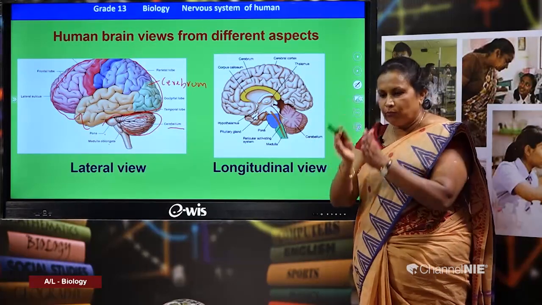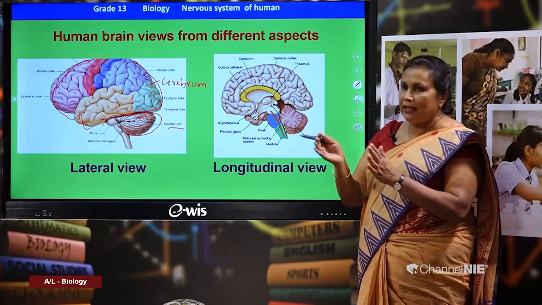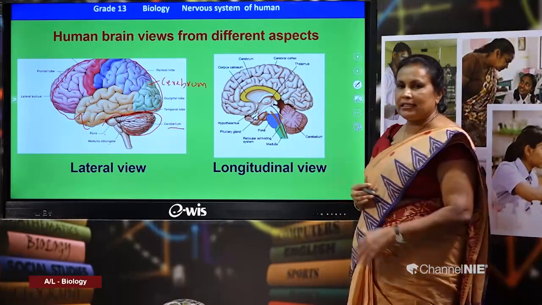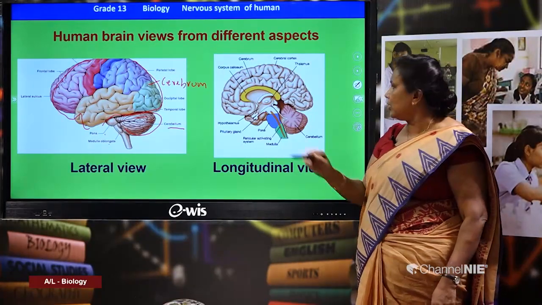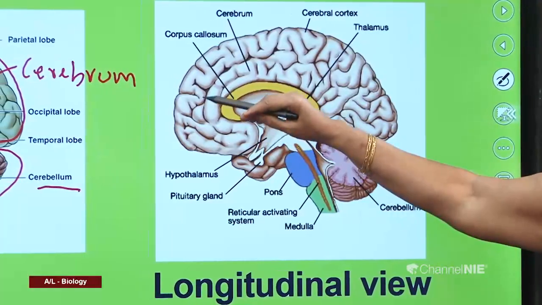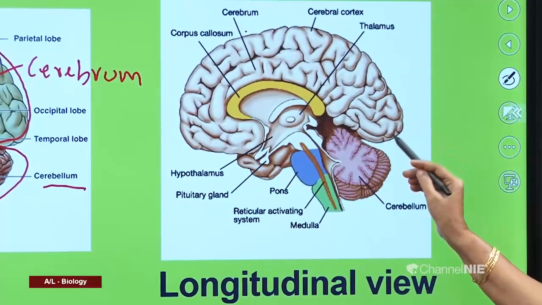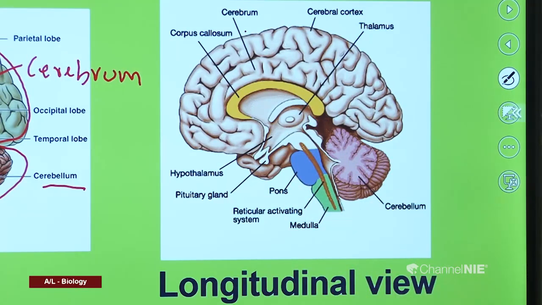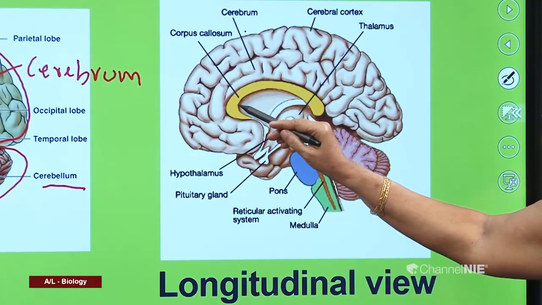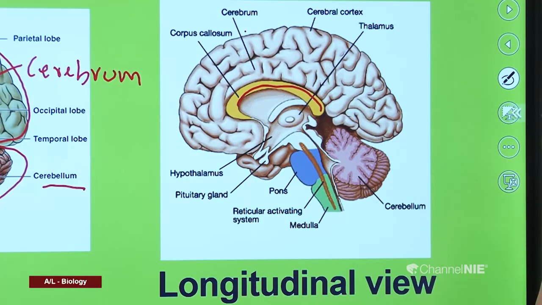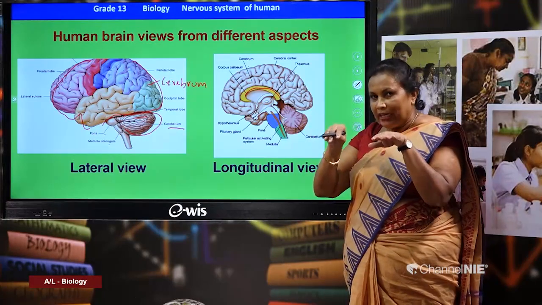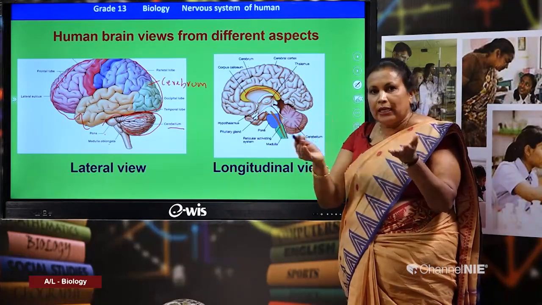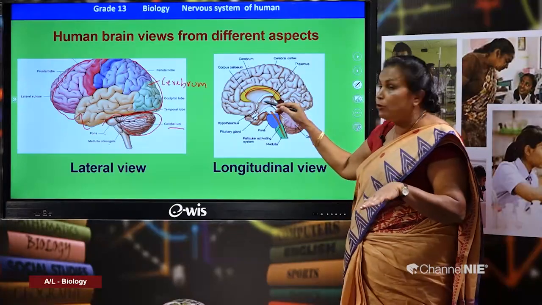Here, the brain is cut along the midline and one side is removed, so on the other side you can see the inner parts also. Understood? This area here, as I explained earlier, is the largest region, the cerebrum. Then you can see the yellow region, which is called corpus callosum. This is the area which connects, as I will explain a little later, the two parts of the cerebrum together.